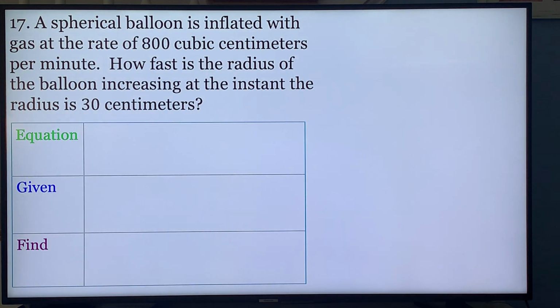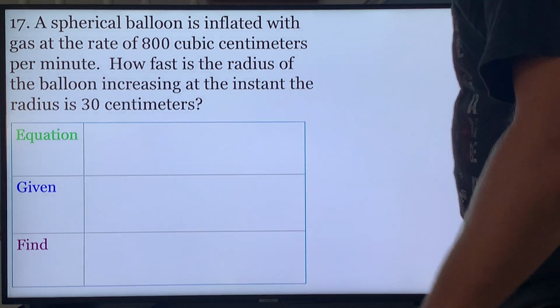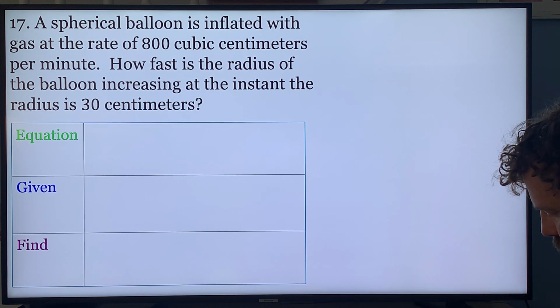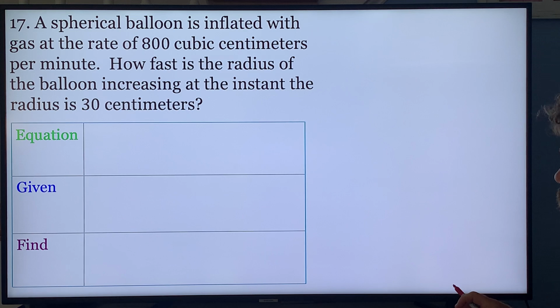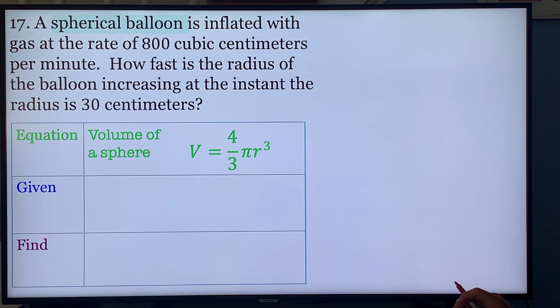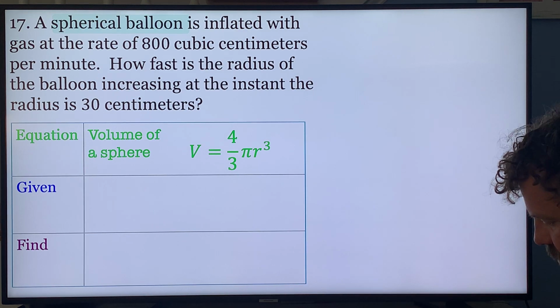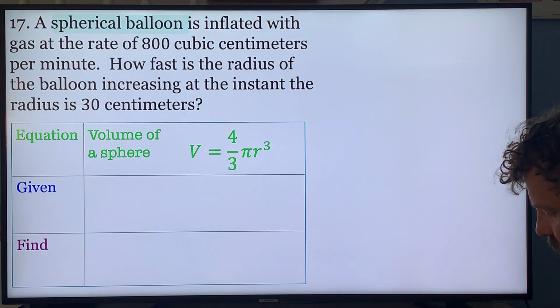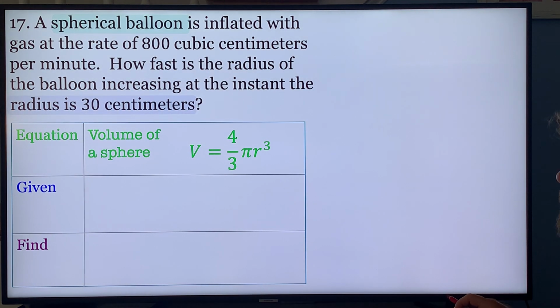All right, 17. Spherical balloon. This one's an easy one. Spherical balloon inflated at a rate of 800 cubic centimeters per minute. So let's look. Spherical balloon. What's spherical? Like a globe, a sphere. What's the volume? So we need the volume of a sphere, 4/3 pi r squared. All right. So it's inflated. So we got a balloon here. The volume is going in at 800 cubic centimeters a minute.